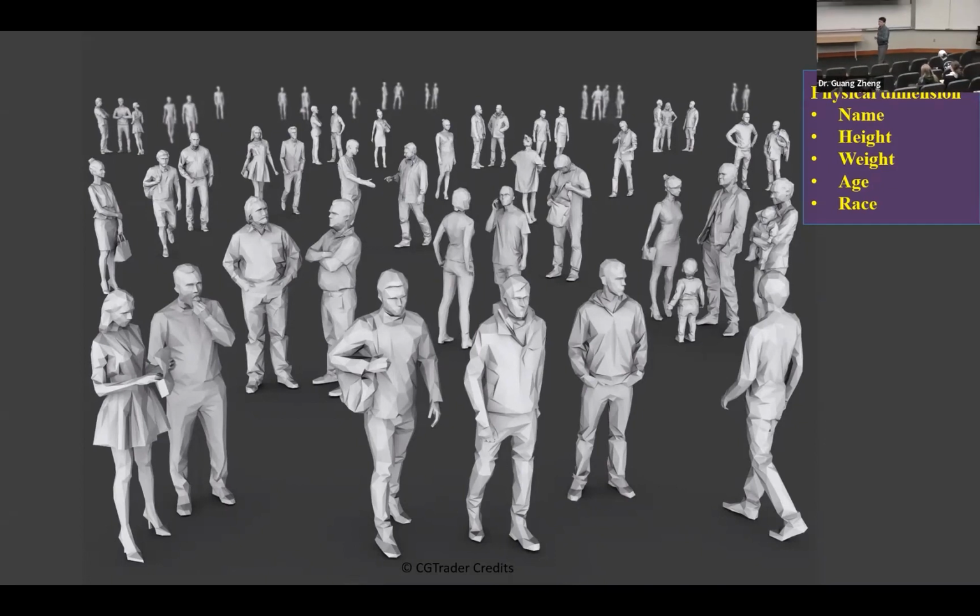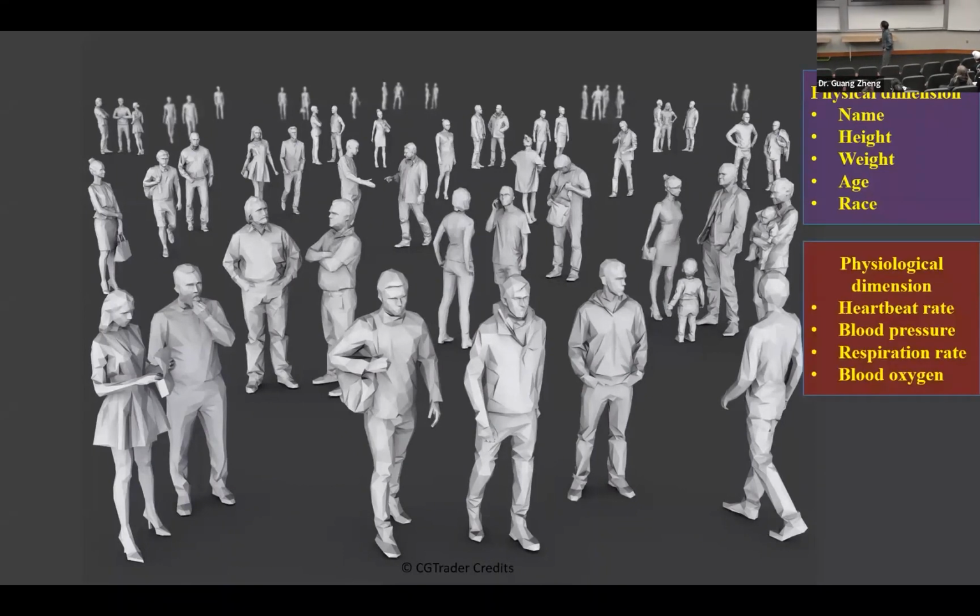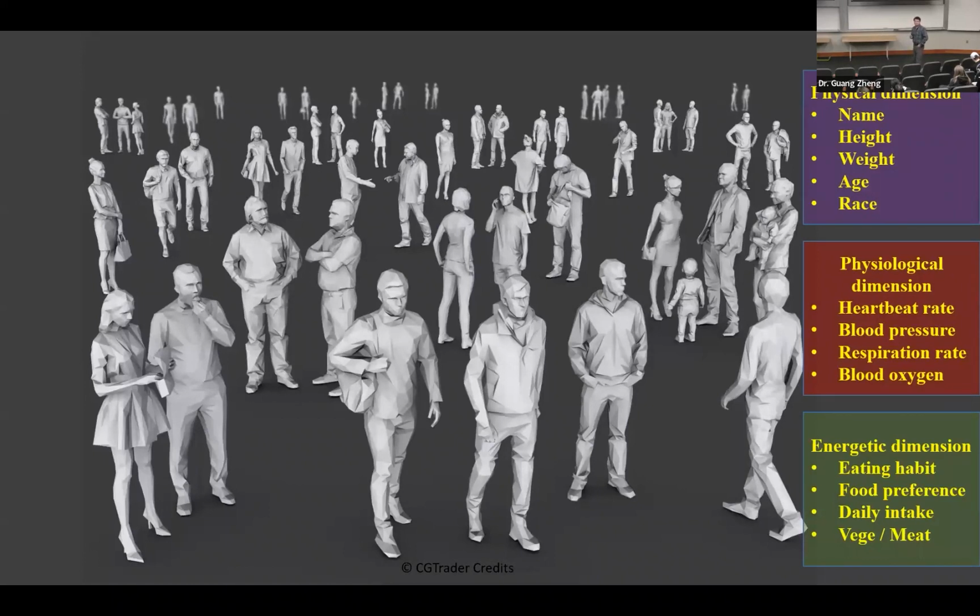Okay, the next step, the sociologist might collect some more information about the health condition of the people, such as heartbeat rate and blood pressure, right? And if we really want to know the reasons behind all of these health conditions, we might look at the third dimension, that is the energetic dimension. What kind of food are you eating every day? Do you have any food preference? All that kind of information, right? So these are the three very important components for the sociologist trying to better understand the differences between social behaviors, right?